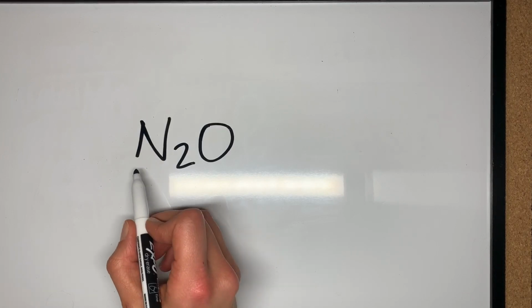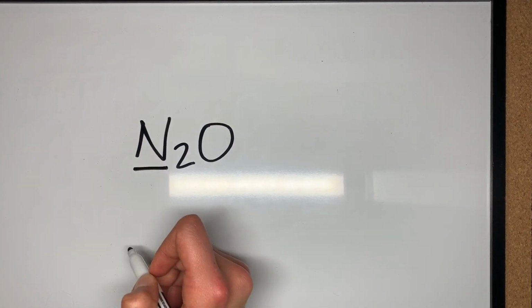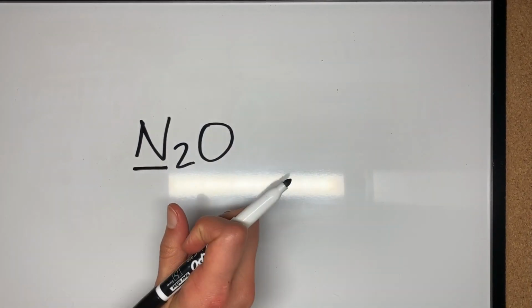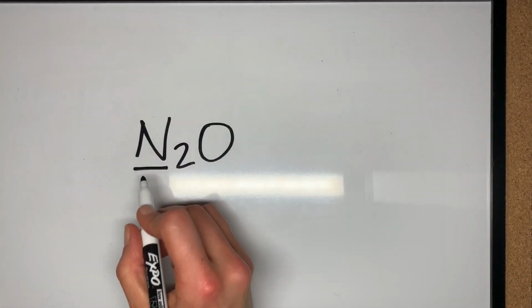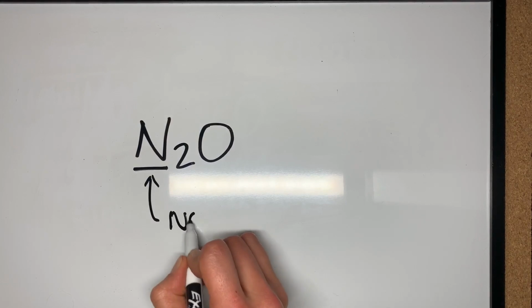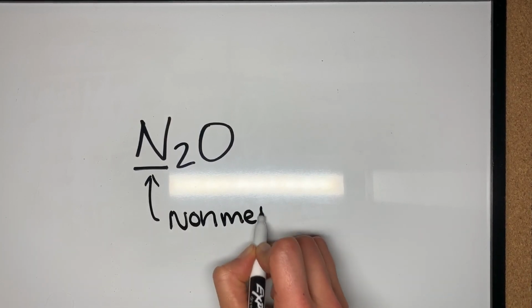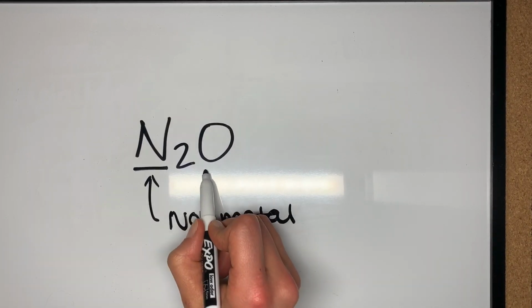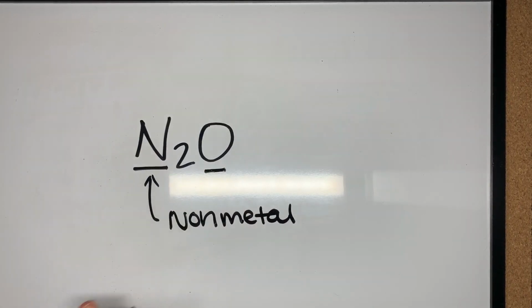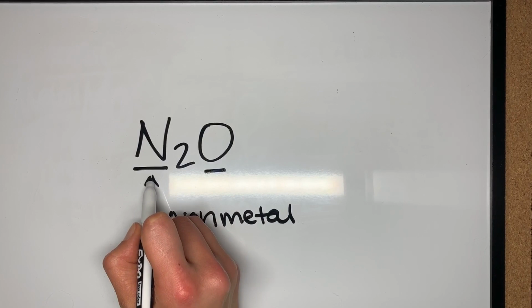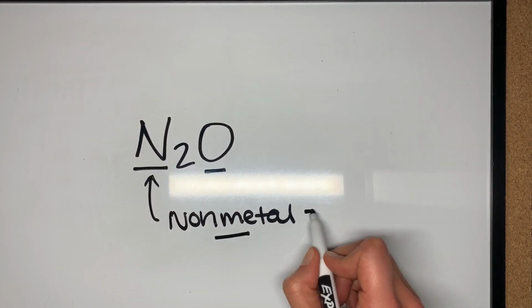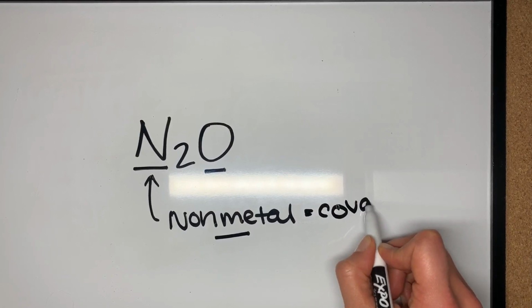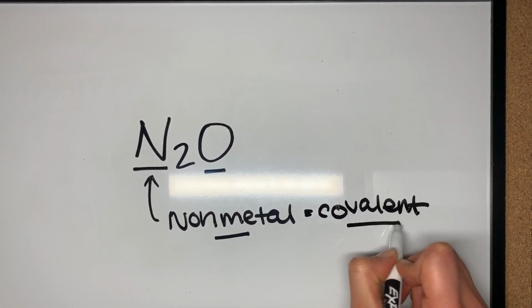In this compound, the first element is nitrogen. If you look on your periodic table, nitrogen is found to the right of the staircase, making this a nonmetal. And remember I said the second element is always going to be a nonmetal in both cases. So we just need to look at this first element. We see that nitrogen is a nonmetal, which means that this is a covalent compound.